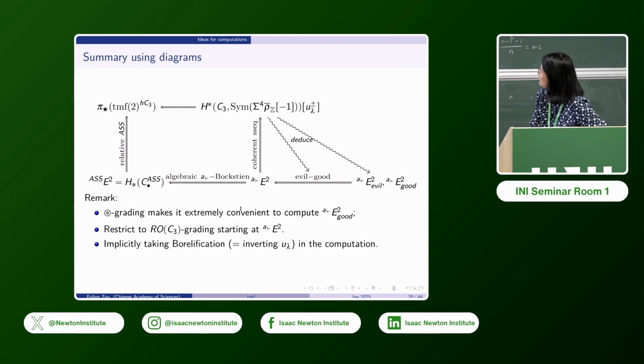Okay, so some remarks: we use spoke grading, but we end up restricting to our C3 grading starting here. But the spoke grading is extremely convenient to compute this part. And also, we are implicitly taking Borel completion, which is equivalent to inverting u lambda in the computation. And sometimes I did not write u lambda inverted, but that's implied. That's because we don't want to deal with the negative cone in all the computation.